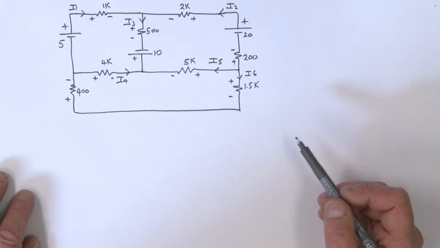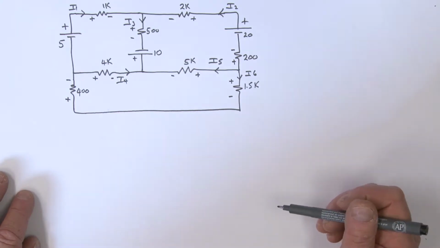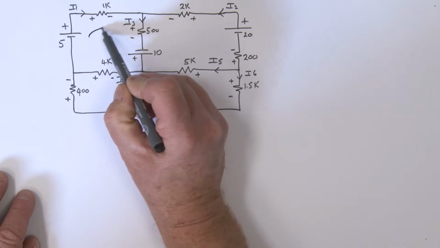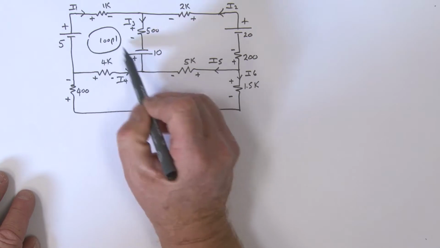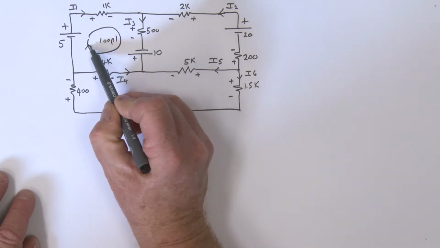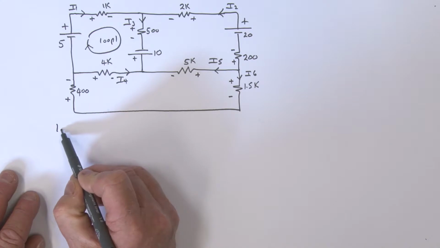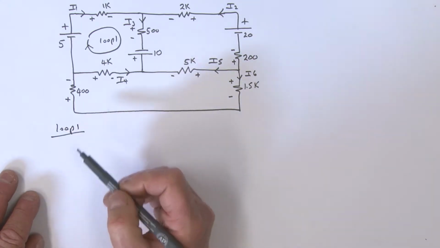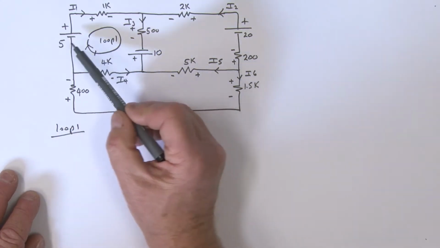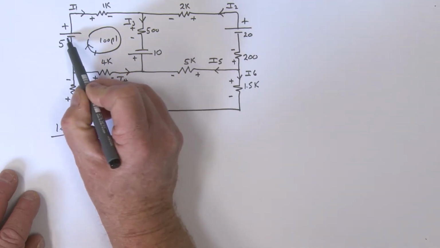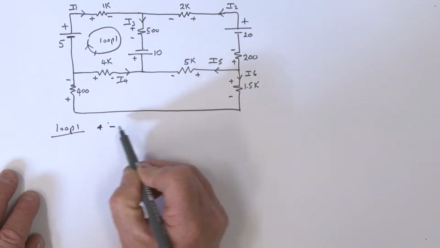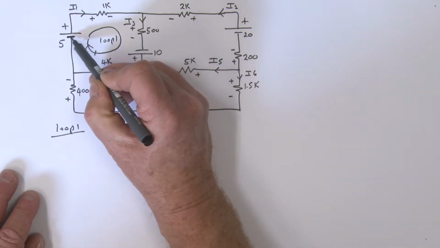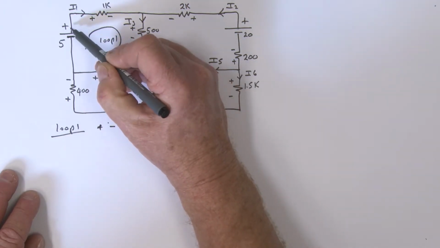All right, so the first thing we can do now is write down our loop equations. I'm going to take this loop right here and call it loop number 1. You can go in either direction, but I'm going to choose clockwise. This is the loop 1 equation. We're going to start here. Remember, with this alternate approach, when I hit the minus here, I'm going to call that a minus 5, because I'm hitting the minus first.